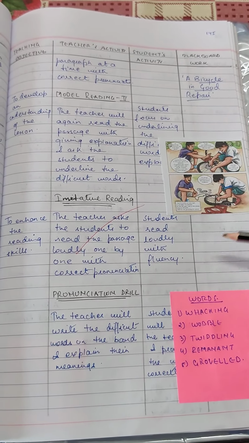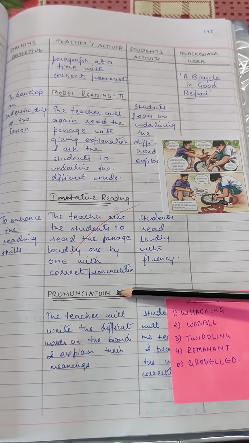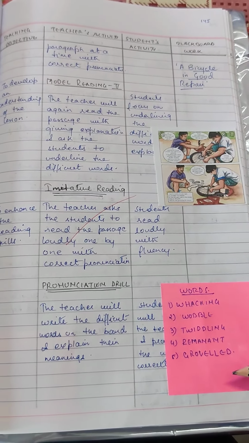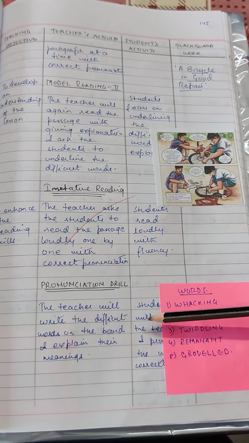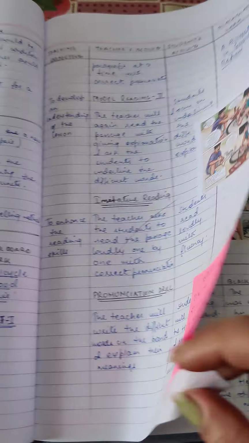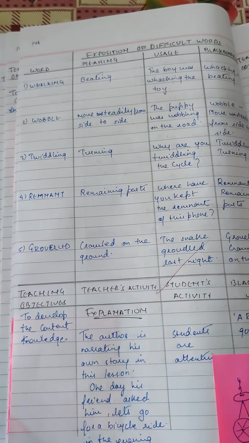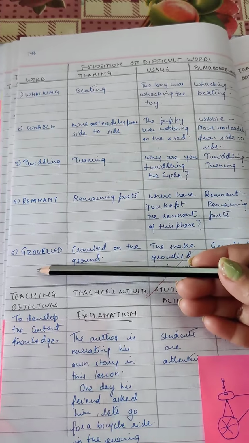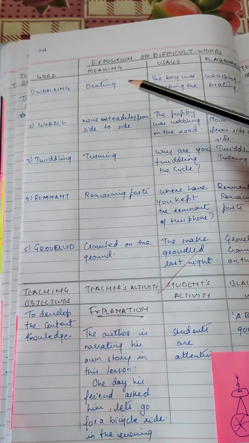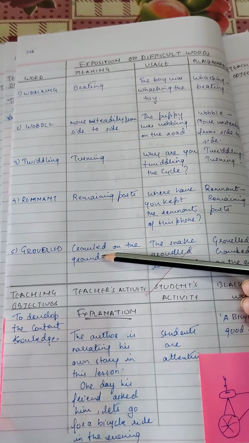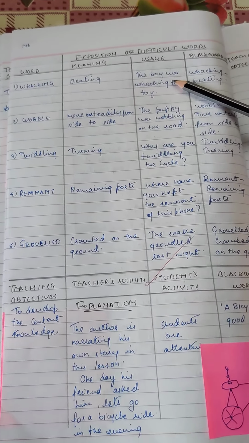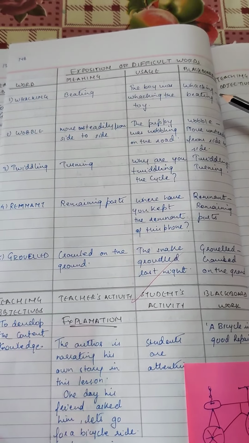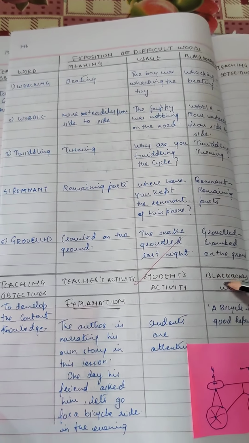Then after the reading part is done, comes the pronunciation drill. Here the teacher will write the difficult words on the blackboard and pronounce them, and the students will follow the pronunciation. Next part is the exposition of difficult words. Here the same words will be written in the word column. Second, we'll write the meaning of these words. Third, usage. Here we will use these words in sentences. And fourth is the blackboard column. Here the teacher will write the word meanings.